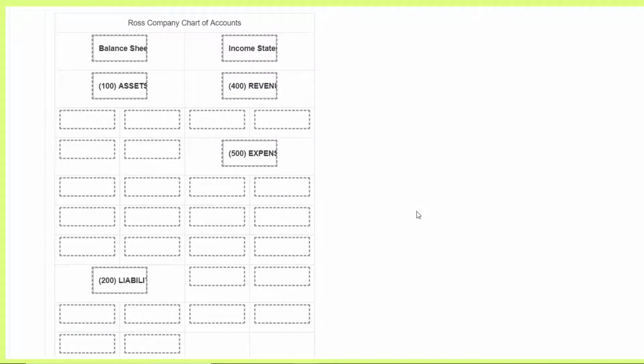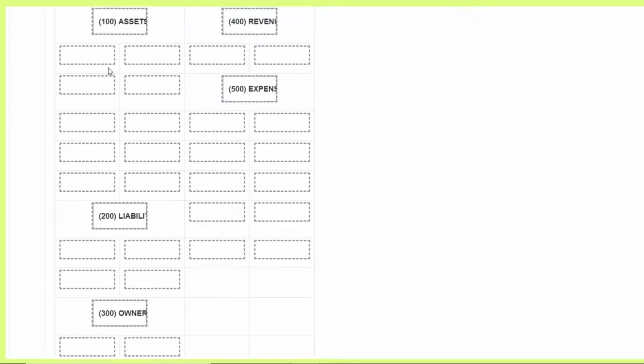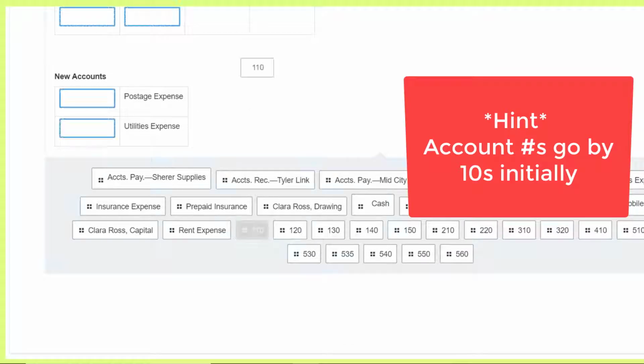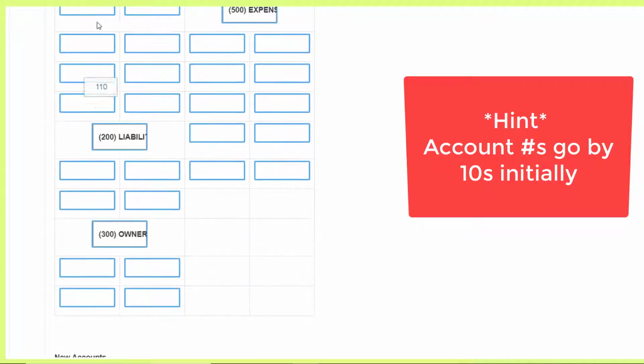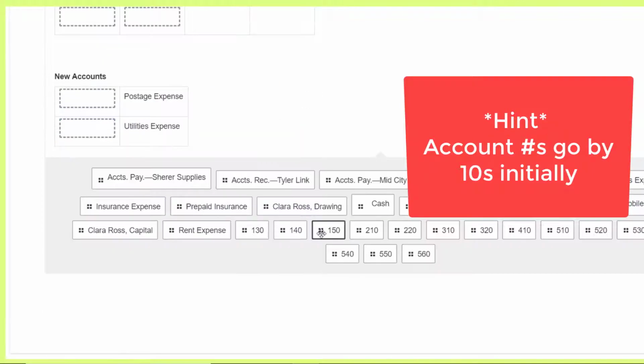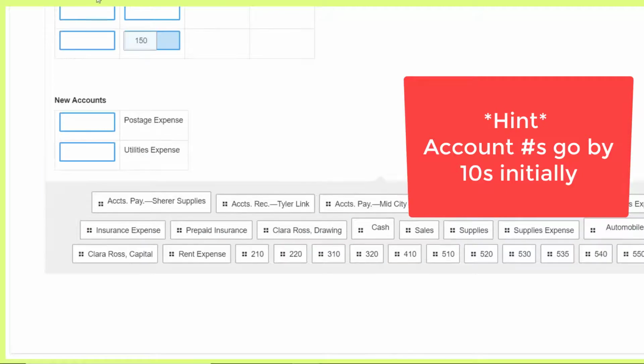Now I'm going to fill in the different account numbers. So it's really easy. I've given you the general ledger division. These are 100s. So I'm going to go in order by 10. So the number comes first. So I'm just going to do 110. I'm going to do 120, 130, 140, 150.